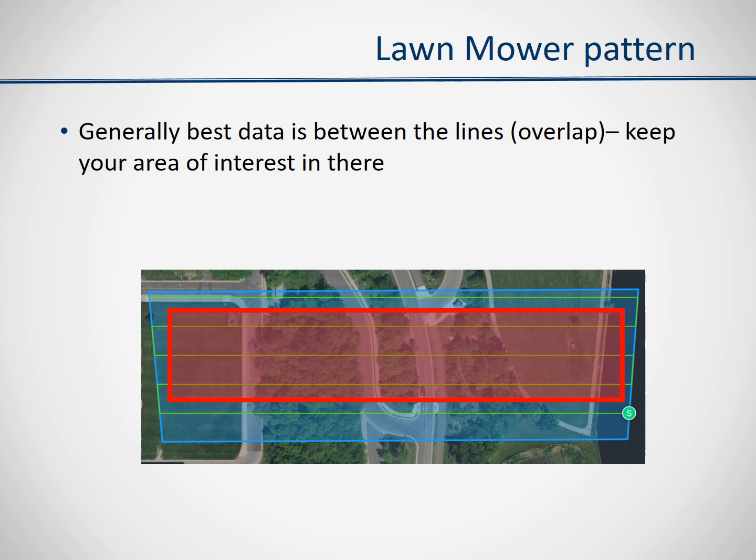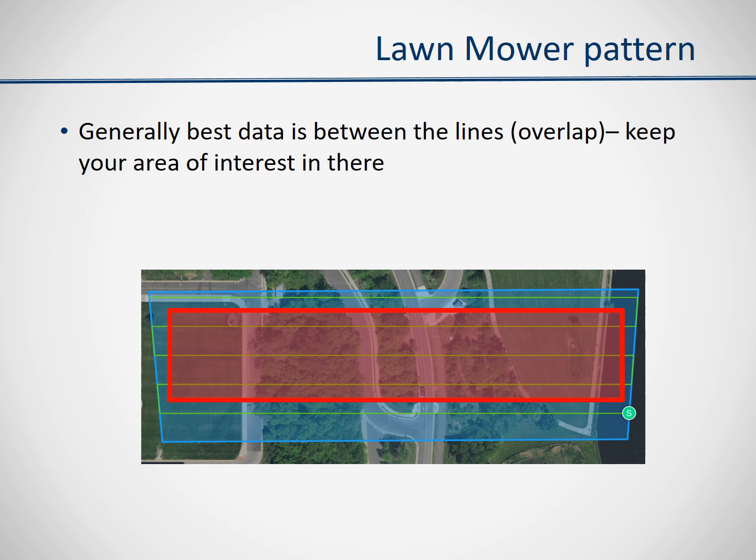All right, so it automatically creates this lawnmower pattern. It gives me a start symbol where it's going to start. I want to make sure that my area of interest is in between these overlapping lines. So it's going to fly this lawnmower pattern. It'll start at the S and it'll come up this way, it'll turn and come back this way.